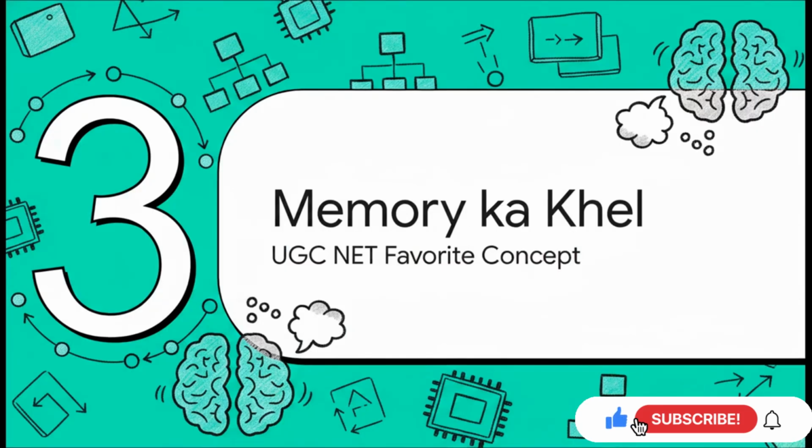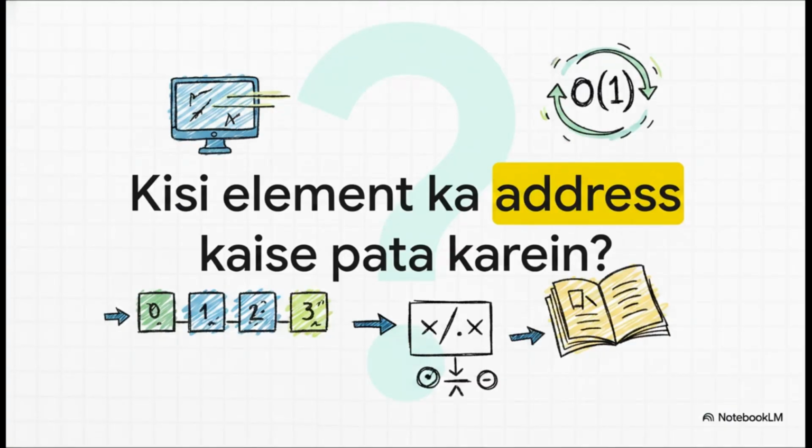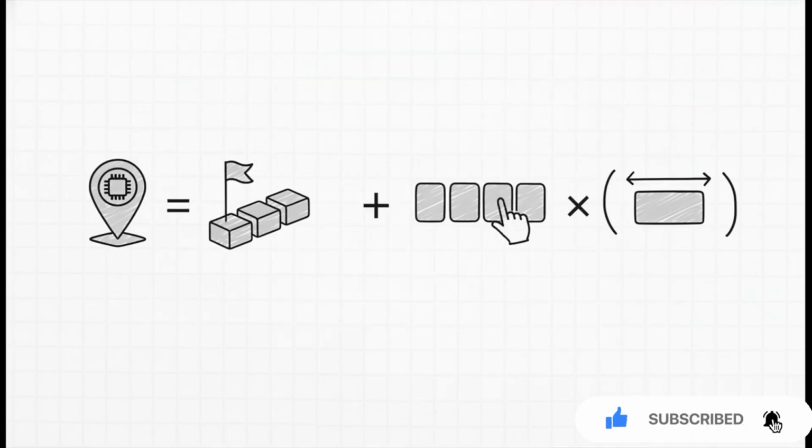All right, now we come to the most important part. The part where UGC NET asks direct formula-based questions. Let's talk about memory representation. Have you ever wondered how the computer finds the memory address of an element so quickly, in O(1) time? Well, there's a simple little formula behind it. And here it is, the magic formula. The address of any element is simply the base address plus the element's index multiplied by the size of each element. This formula is the key to solving so many direct questions in the exam, so make sure you remember it.